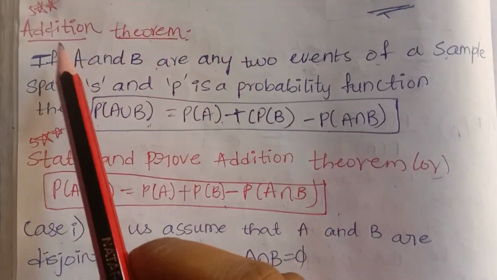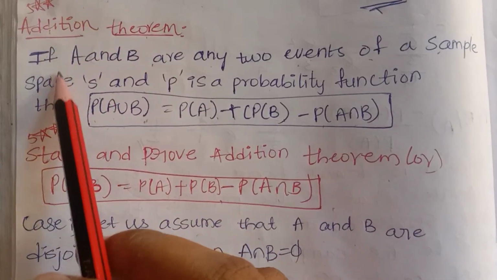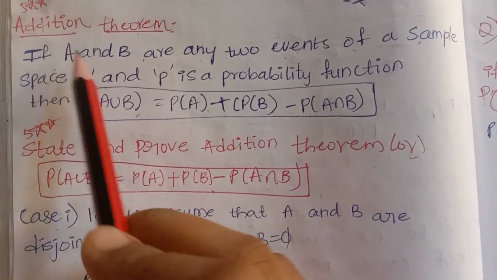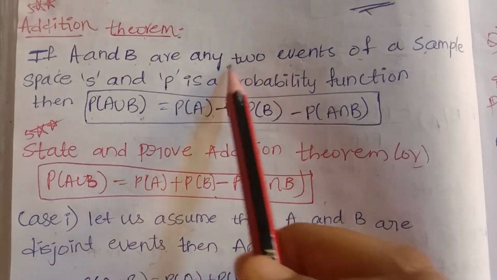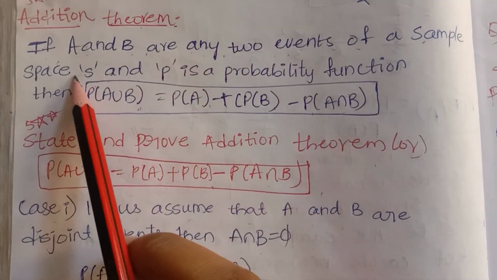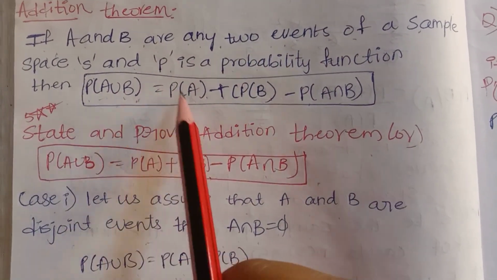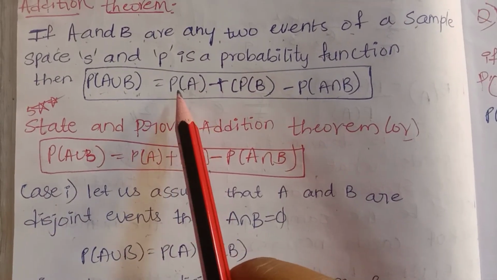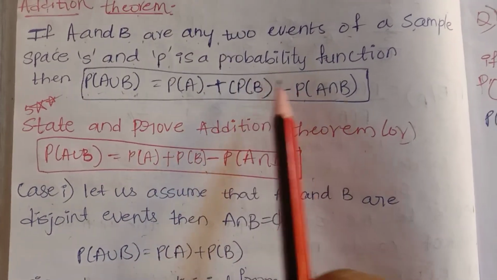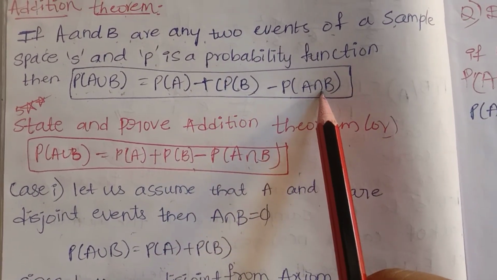Addition theorem. It is important for 5 marks. If A and B are any two events of a sample space S and P is the probability function, then P of A union B equals the addition of the probability of the first event and the second event, subtracting the common terms.